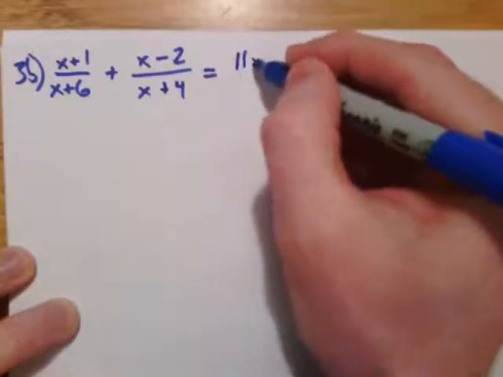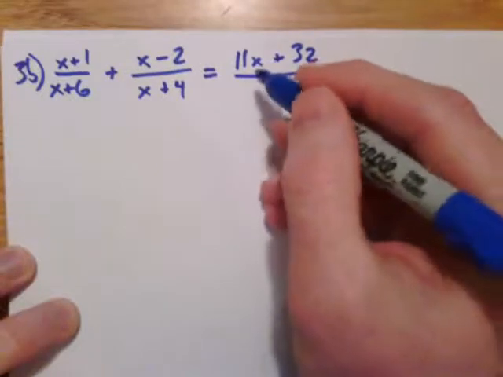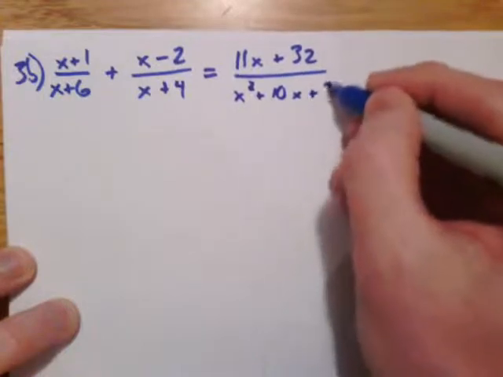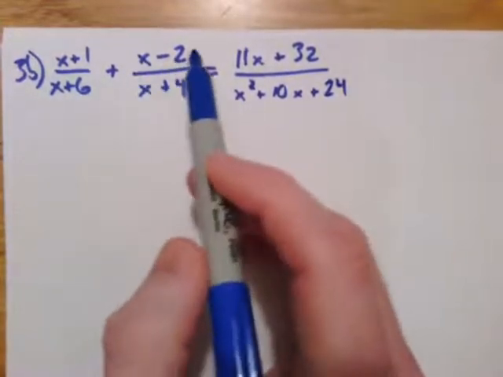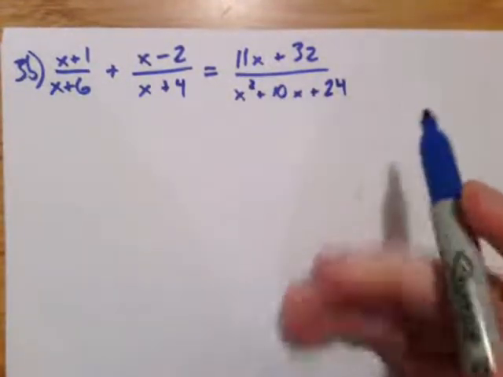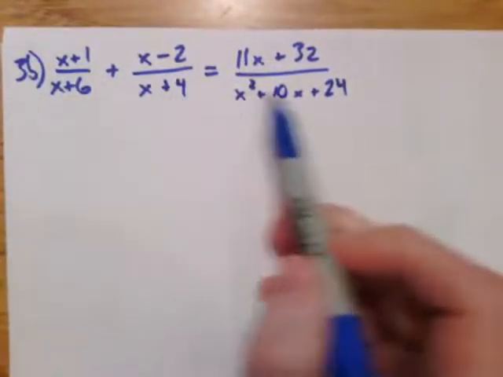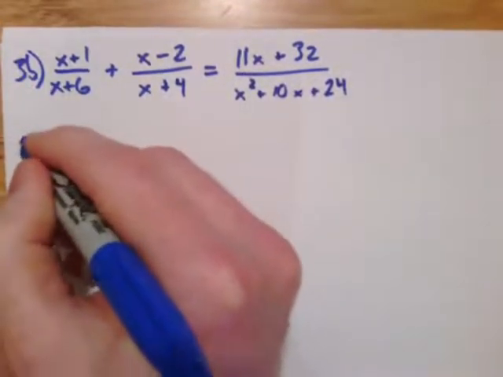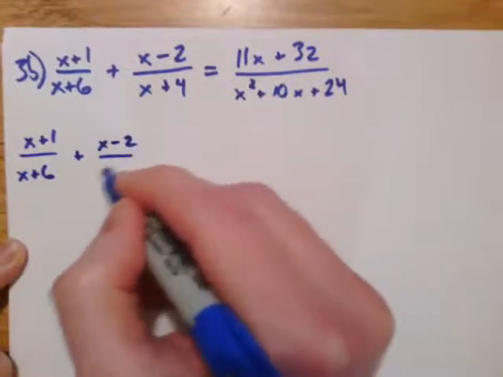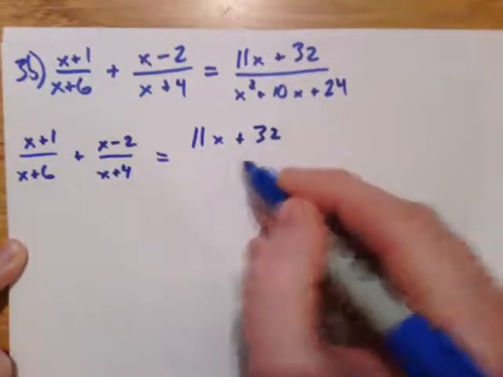Plus x minus 2 over x plus 4 equals 11x plus 32 over x squared plus 10x plus 24. Okay, talking too much. I'll make sure I copy this down right. x minus 2, x plus 4, 11x plus 32. All right, so we have to factor this. I have a feeling this is going to be this times this, but let's factor it to make sure we know what our lowest common denominator is. x plus 1 over x plus 6 plus x minus 2 over x plus 4 equals 11x plus 32.